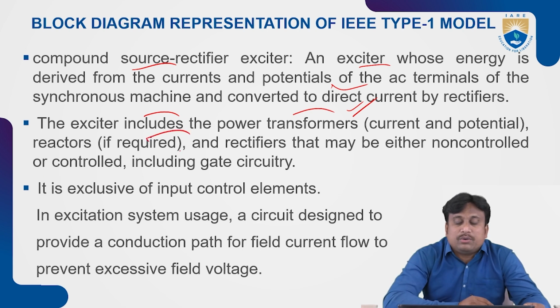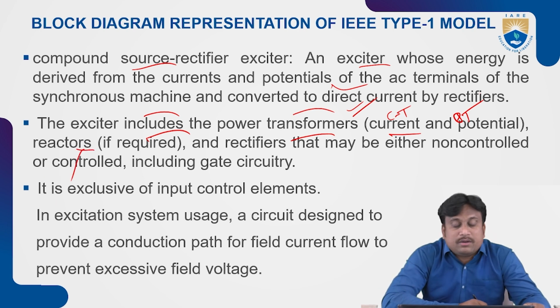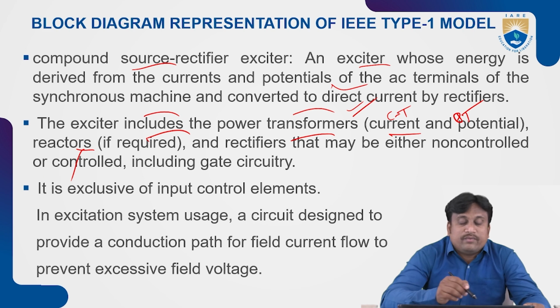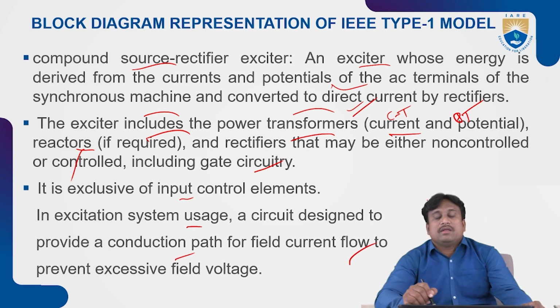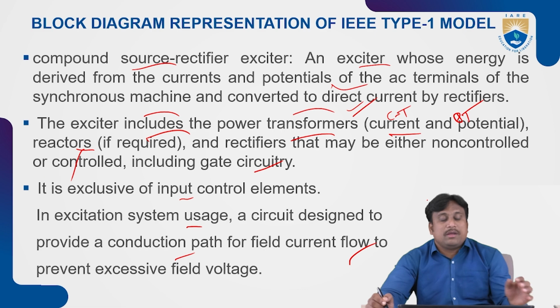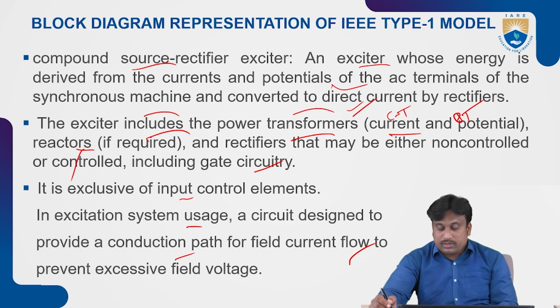So the exciter includes the power transformers, that is CTs and PTs. Reactors are also required here, and rectifiers that may be either controlled or non-controlled, which may include gate circuitry. So it is exclusive of the input control element, and in the excitation system, a circuit is designed to provide a conduction path for field current, preventing excessive field voltage.